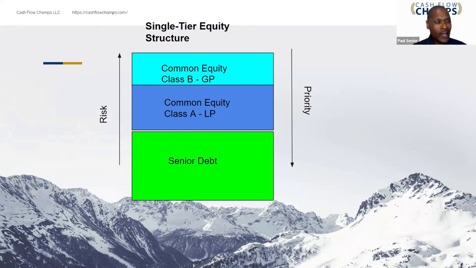You can also go into this class A and divide it up even more, but we chose not to do that. In that class A you can have different classes based on a different pref. So you could put in a 7% pref, you could put in an 8% pref, you could put in a 10% pref, and all of those go into the class A.